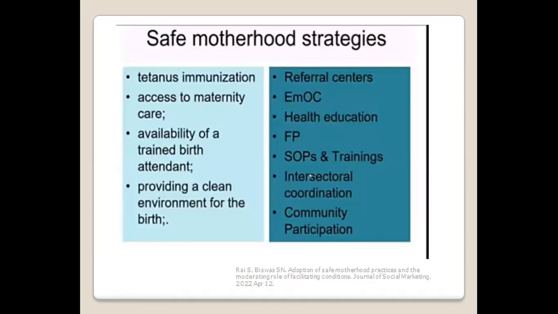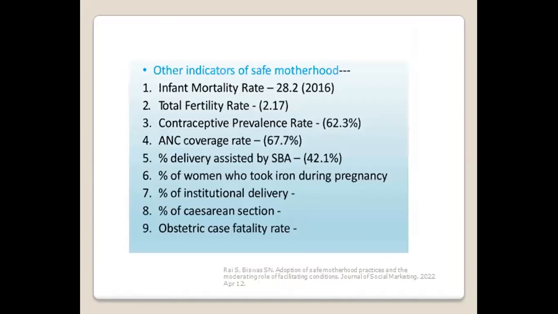Therefore, the safe motherhood strategies include a range of services which include tetanus immunization, access to maternity care, availability of trained birth attendants, providing a clean environment for birth, referral centers, essential maternal obstetric care, emergency obstetric care, health education, family planning, SOPs and training, intersectoral coordination, and community participation.